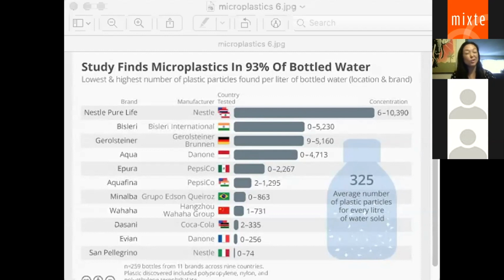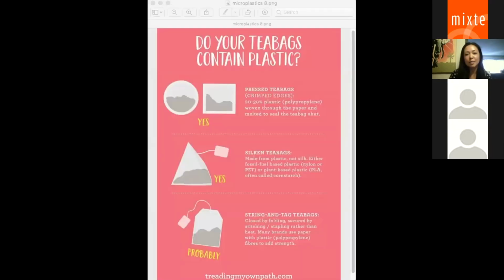Besides that, there's also tea. I found a study earlier in 2019 that made me so sad because I really love drinking tea, and unfortunately most of those tea bags are lined with plastic. So I have another good picture for you guys showing different types of tea bags and what they look like and if there's plastic in there. So most of the tea bags that you're buying in bulk are going to have that type of thin layer of plastic lined in there.